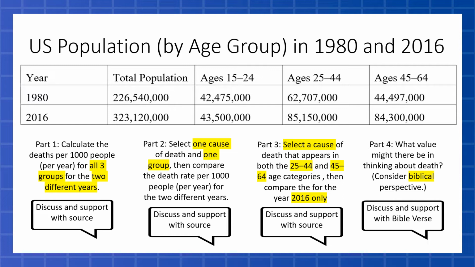Part 3, you get to select a cause of death, and I want you to look specifically at the older 2 age groups, 25 to 44 and 45 to 64. And then I want you to compare only the 2016 data. So we're really narrowing down, but you get to pick which cause of death you do there. And the last part is our biblical reflection. Part 4 is what value might there be in thinking about death and these types of problems. So that's the quick overview of the assignment.